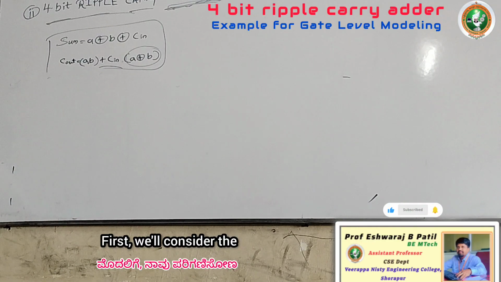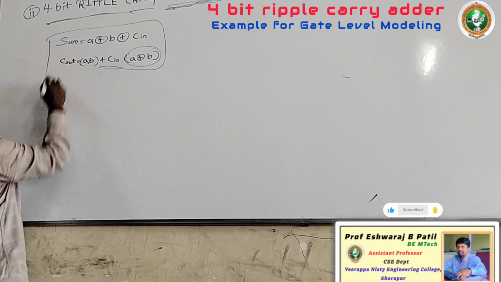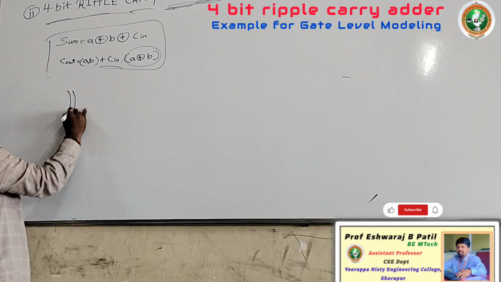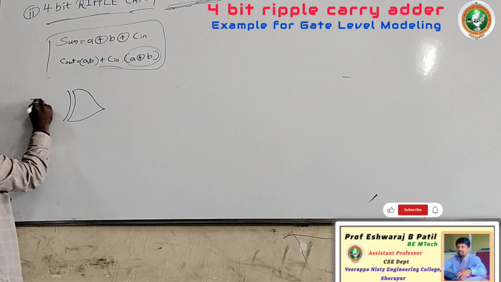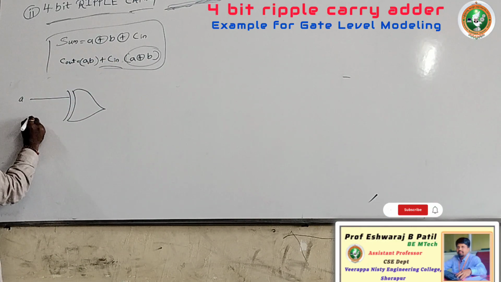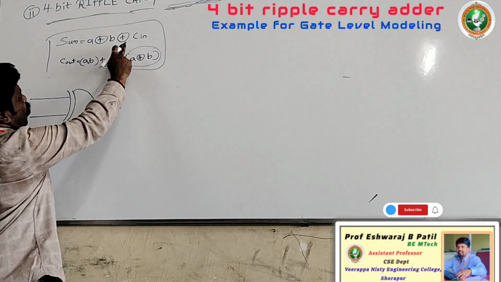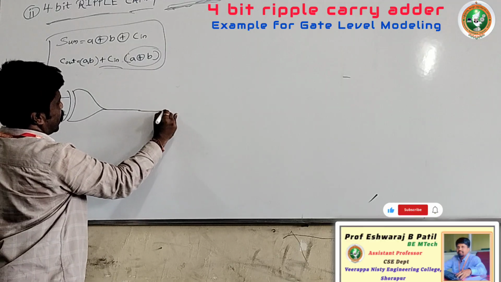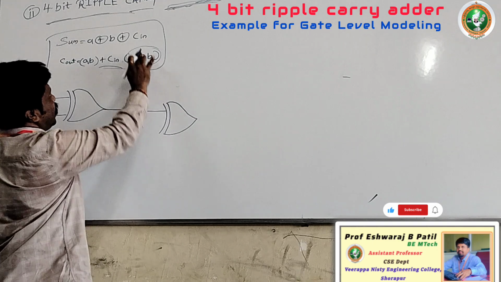First, we'll consider the A XOR B. For the sum, I have to consider A XOR B. The first XOR gate: what are the inputs for this XOR gate? First input is A, just to send the A. Another input is B. The third input is one more: C in is there also. I put one XOR gate, and one more XOR gate here like this. And this one is the input.